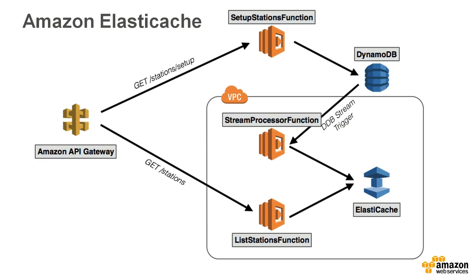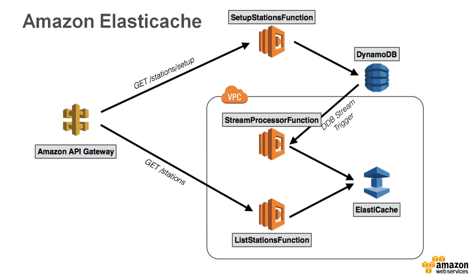This is a typical use case for Elastic Cache. We can integrate other solutions like DynamoDB, AWS Lambda in a virtual private cloud, or API Gateway. This is a scenario where, for example, a get session is started, and a get request is made from the web browser, which is passed through the API Gateway to a specific function that is stored on AWS Lambda. The Lambda functions could be the setup stations function, stream processor function, and list stations function in this case.